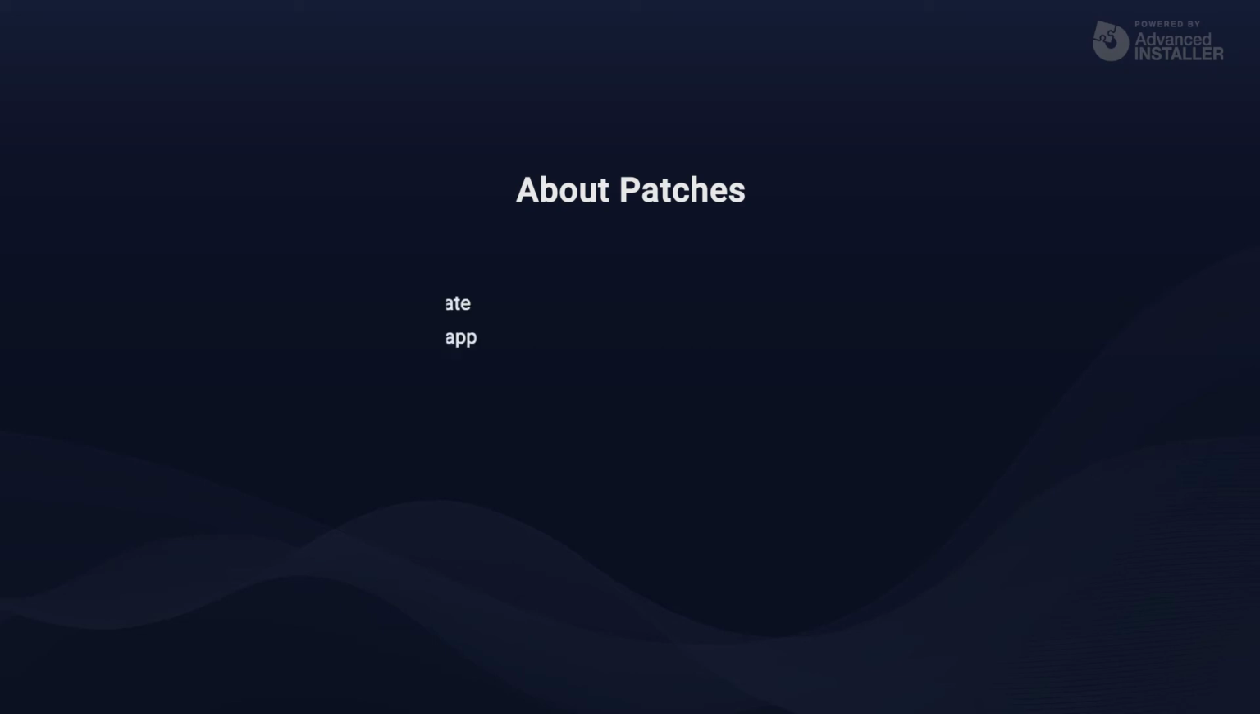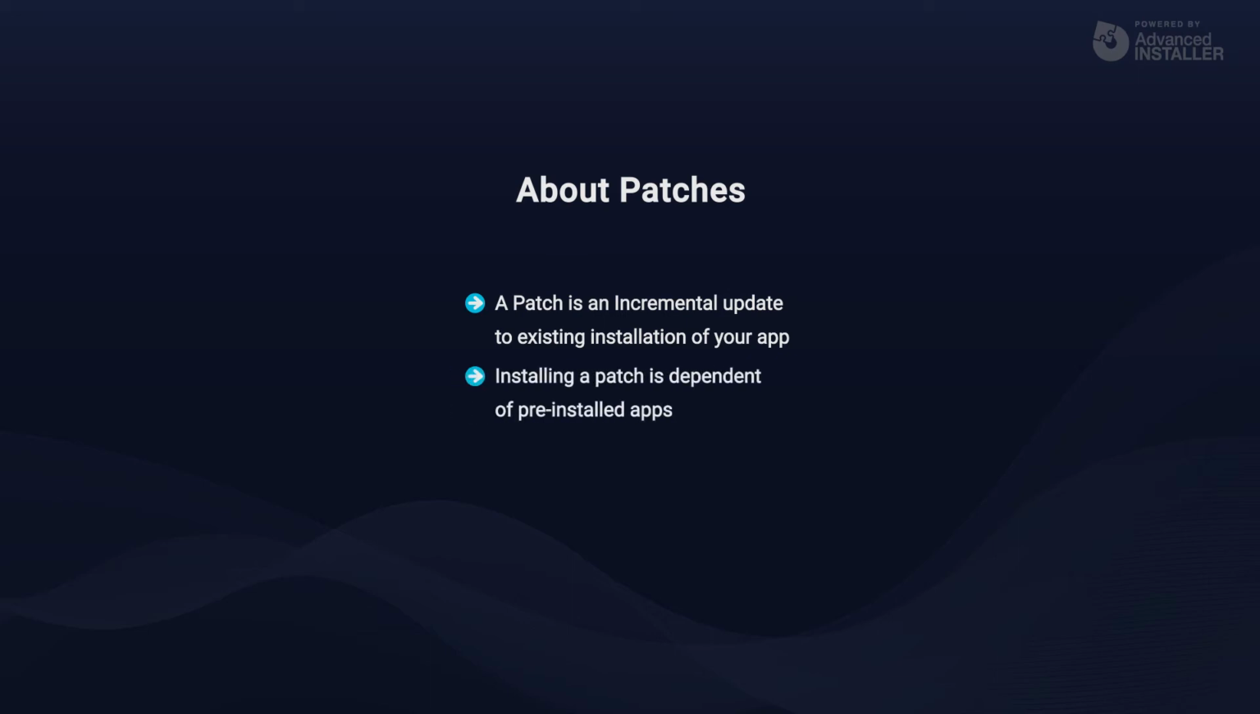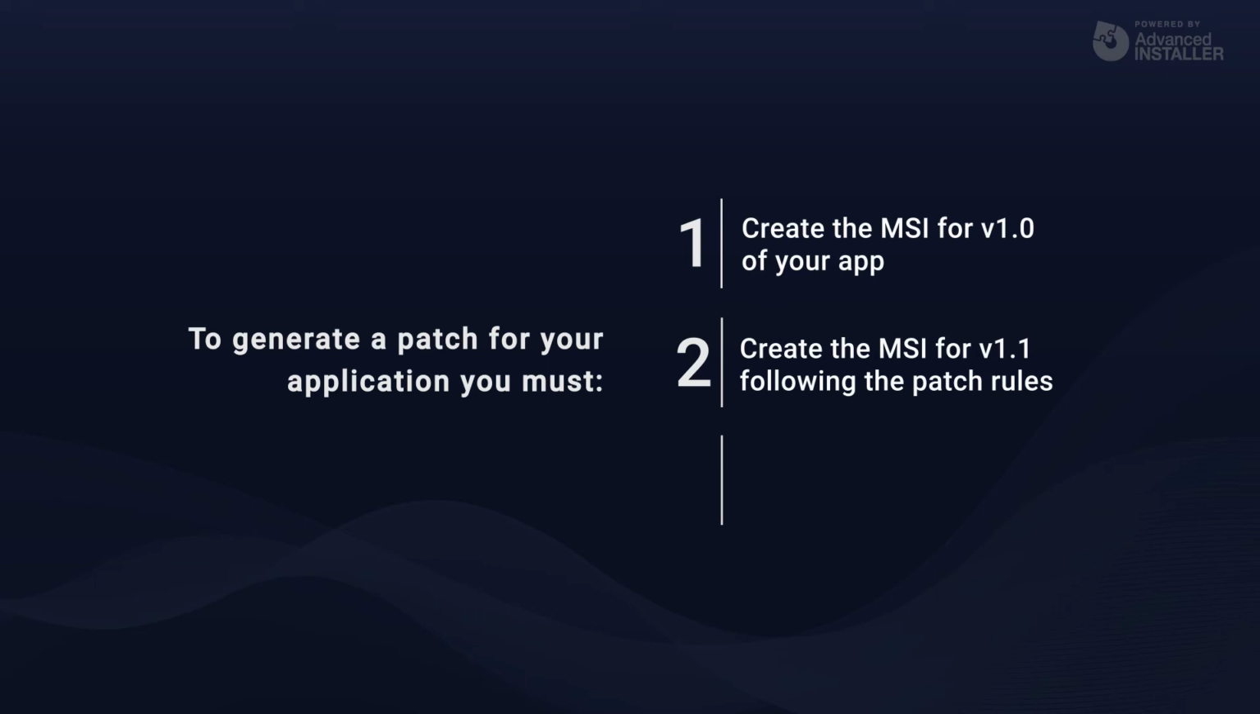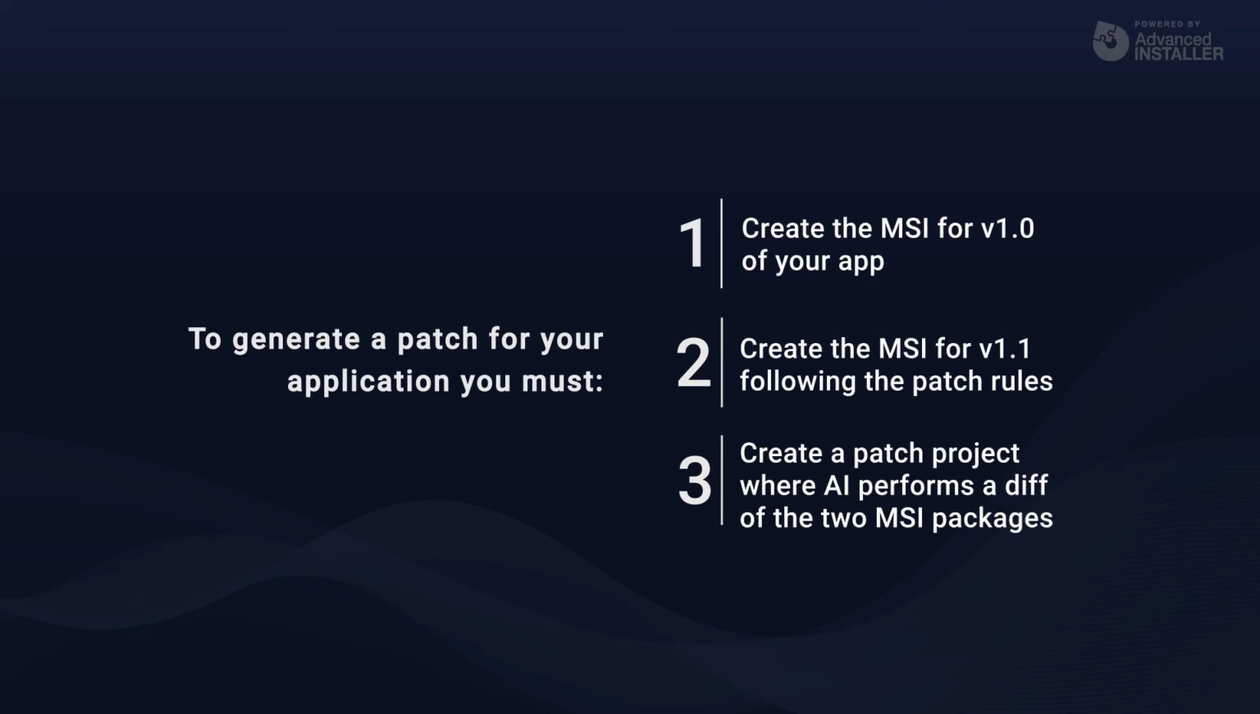A patch is an incremental update to an existing installation of your application. If the target version, the one you wish to upgrade, is absent, you cannot install a patch. To generate a patch for your application, you must create the MSI for version 1.0 of your app, create the MSI for version 1.1 following the patch rules, and create a patch project where Advanced Installer performs a difference of the two MSI packages.